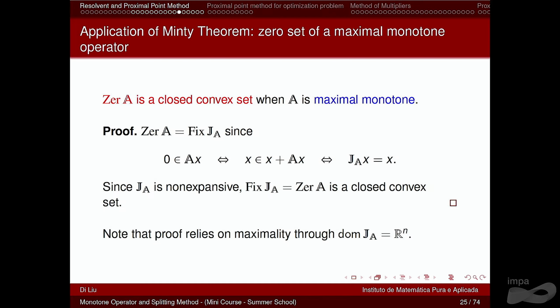Okay. So if we have an operator A here, and we want to prove the zero set of this maximal monotone operator A is closed and convex. If it is not closed and convex, it is very difficult to analyze the convergence of the sequence generated by the proximal point operator. This is true because the resolvent has a full domain. So this is a direct application of the Minty theorem.